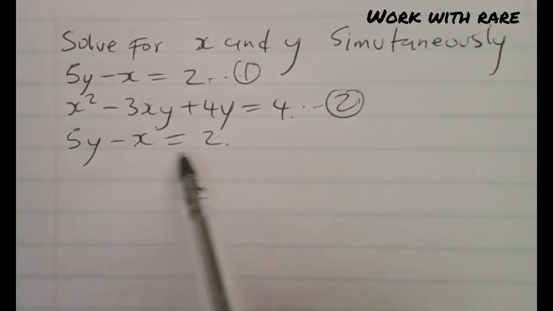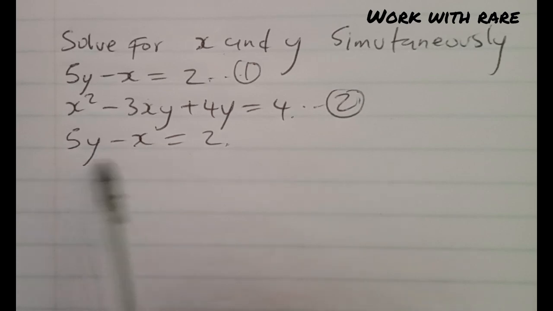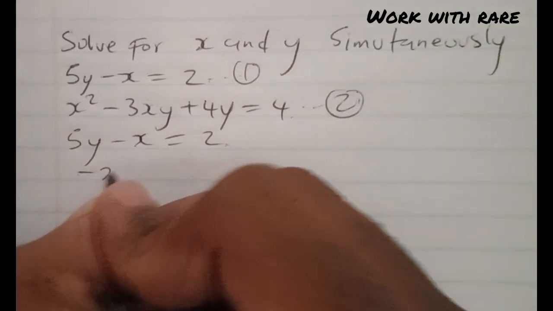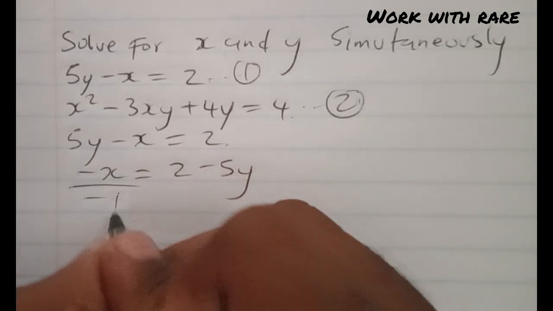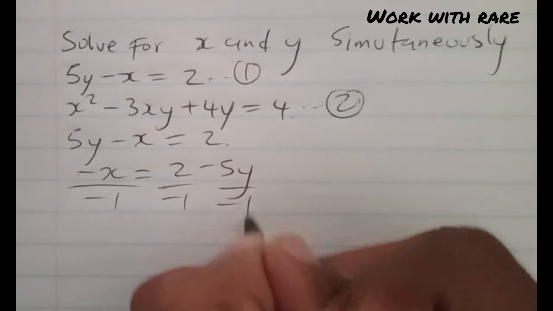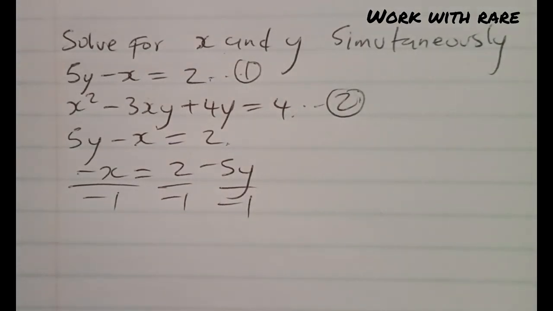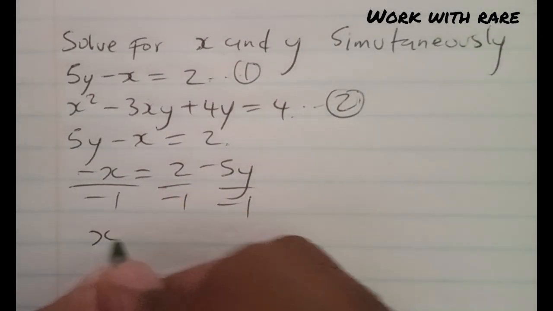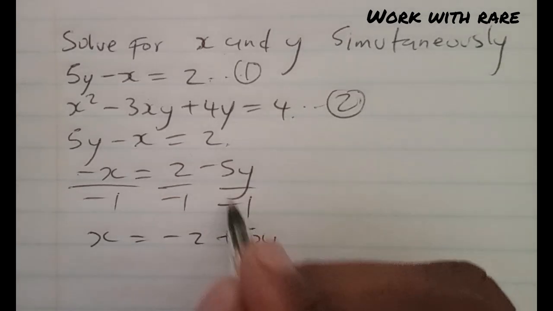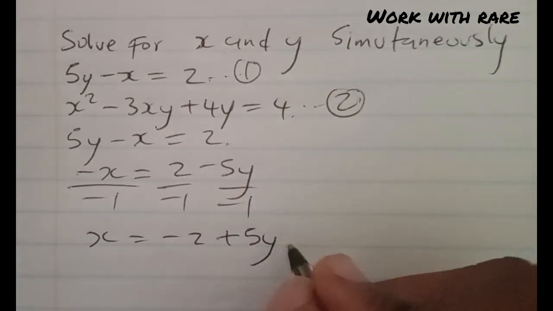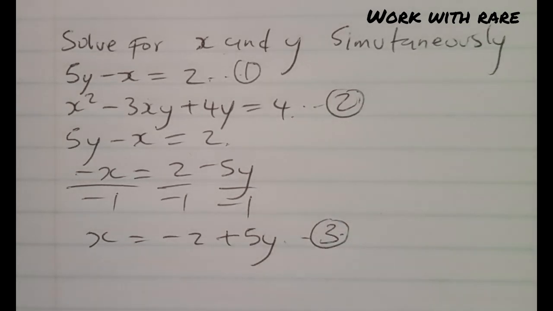From equation number 1, which one can we make the subject of the formula, x or y? You can see it's x. So we'll take 5 to the opposite side, and the sign will change. Since here we have a negative x, we want the positive x, so I divide everything by negative 1. My answer will be negative 2 plus 5y, since negative divided by negative is positive. So this is our equation number 3. Do you all understand? Right, so let's take it step by step.